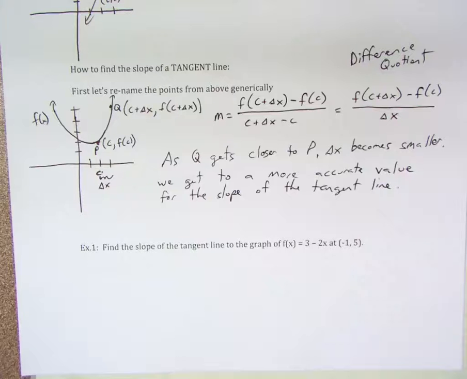So no matter what point I plugged in over here, if I look at the slope of this line at that point, it's always going to be -2. That's not always going to be the case, but for this one it is. So the slope of this function at -1, 5 is -2, the slope of the tangent line. All right? Okay.